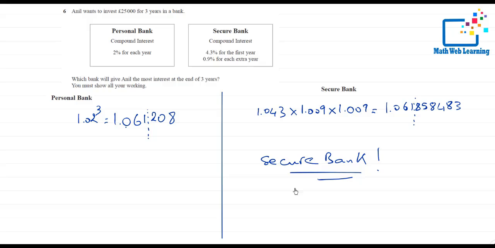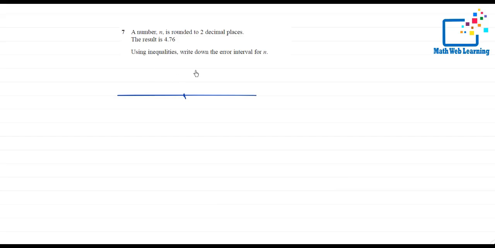All right. Next question is question 7. Question number 7 is on bounds, upper bound and lower bound. We need to write down this number. It is rounded to 2 decimal places. It means to the nearest 100th, okay? And the result is 4.76. The way to do it is write down your number on the number line, 4.76, because it's 2 decimal places.